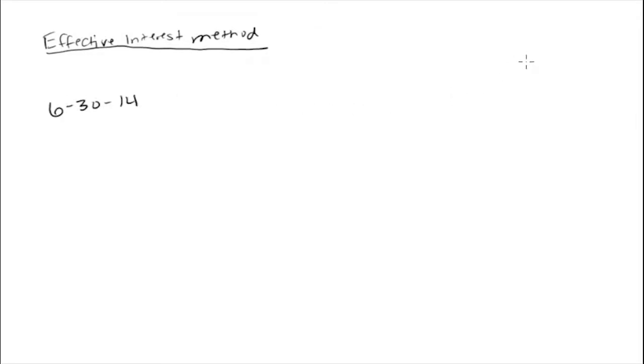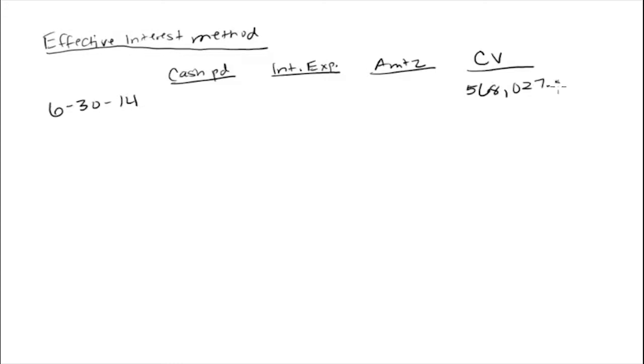Way over here I'm going to make sure I have enough room. We're going to have cash paid, interest expense, amortization, and then carrying value. On the issue date, the carrying value is the amount that you got for the bond. So I'm going to put our 568,027.50 right here. And beware this slant. I'm going to try to keep it even, but I can't make any promises.